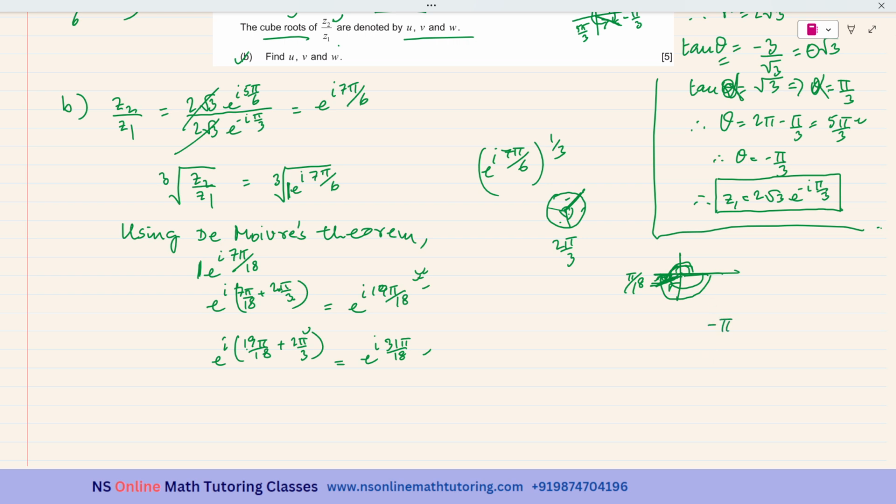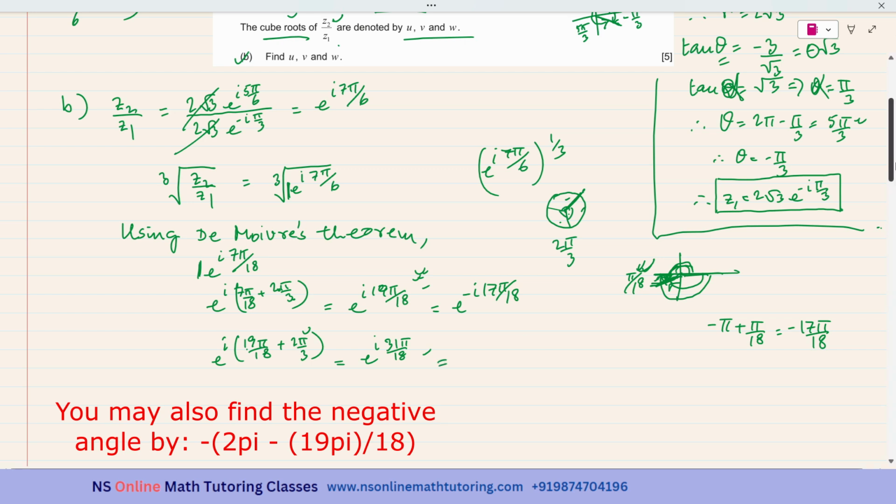And then it has moved in the clockwise direction through an angle of pi over 18, the small angle pi over 18. So it is negative pi, because it has moved in the anti-clockwise direction to create this small angle, it will be a positive angle. And negative pi plus pi over 18 is what? Negative pi is negative 18 pi over 18, plus pi over 18 is equal to negative 17 pi over 18. So this is equal to e to the power of negative i 17 pi over 18.